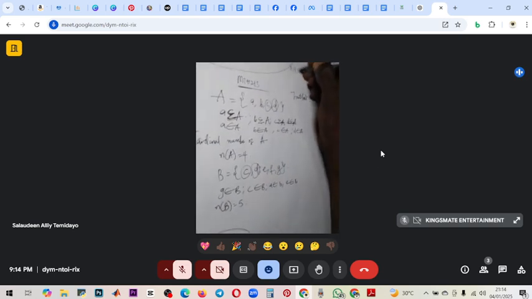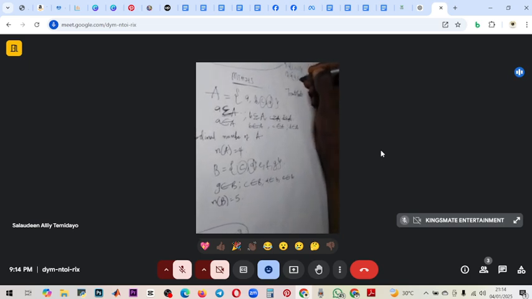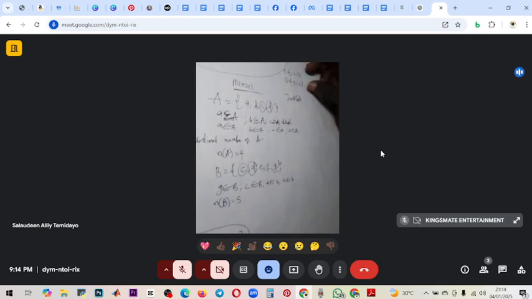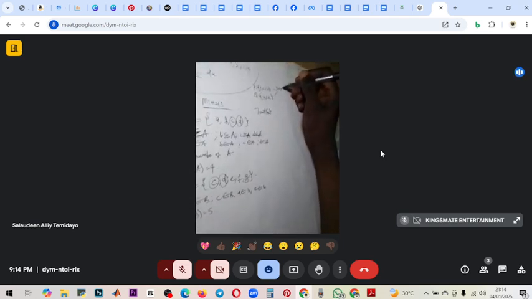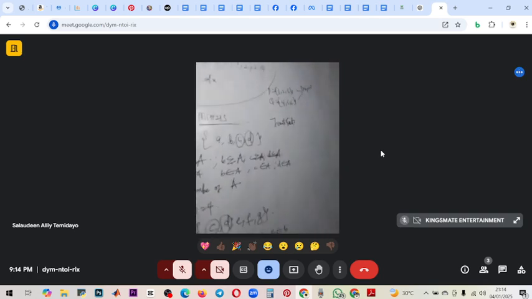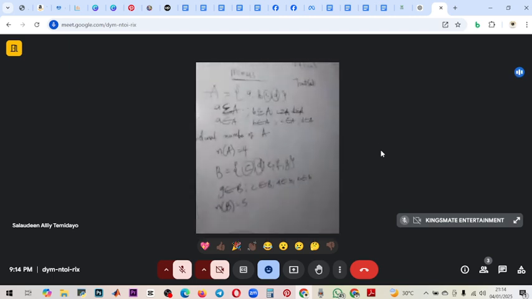Like a set P, which is {1, 2, 3}, and another set Q, which is {4, 5, 6}. What is common between these two sets? Nothing. So the two sets are known as disjoint sets. Now these ones, we have A and B. They are joint sets. Why? Because they have c and d in common.